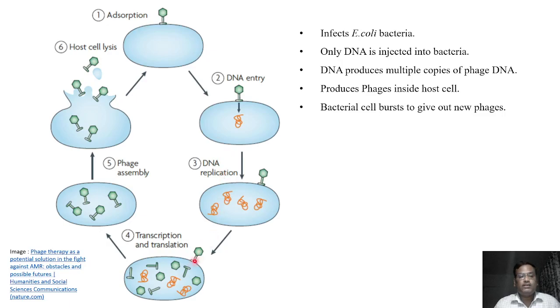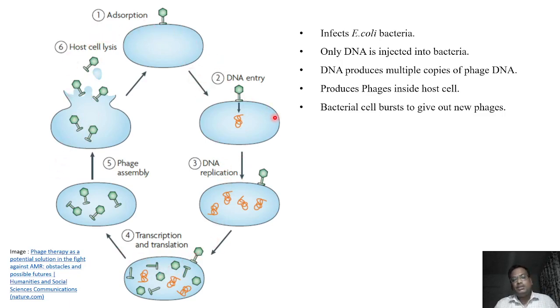So this is one cycle which is commonly called lytic cycle, where the infection occurs, the DNA copies are formed, the DNA produces the phage particles, they are assembled and the cell is going to burst out. So this is how the bacterial cell is going to be infected with phage.